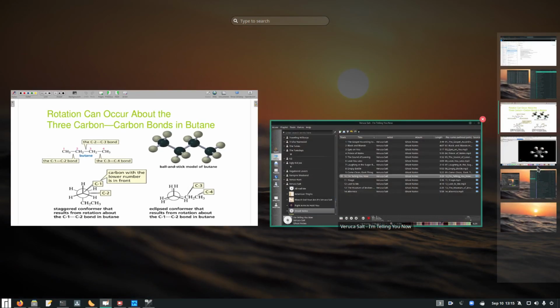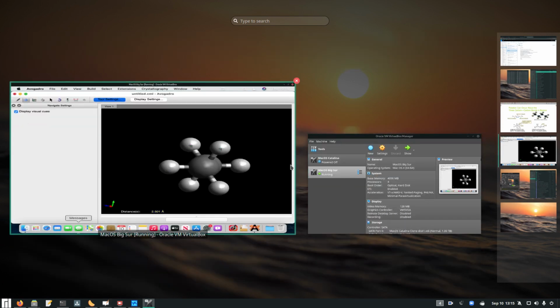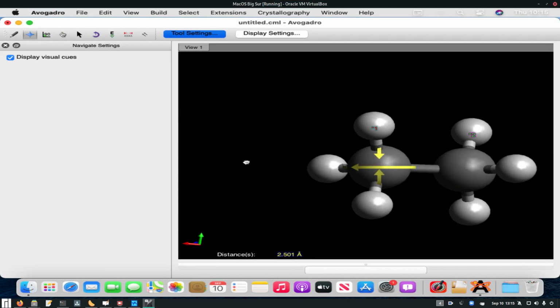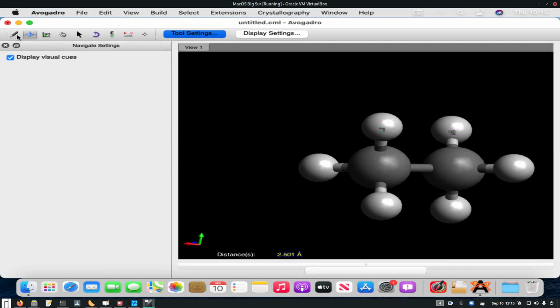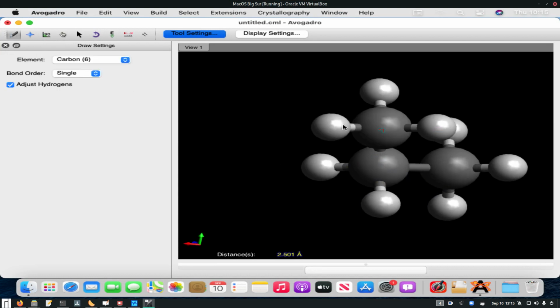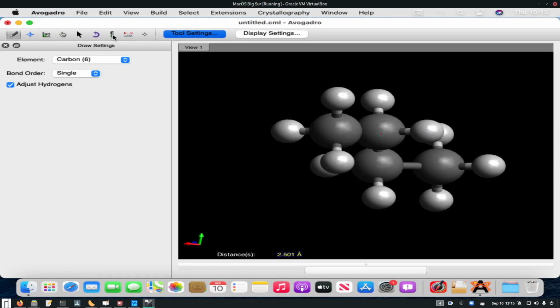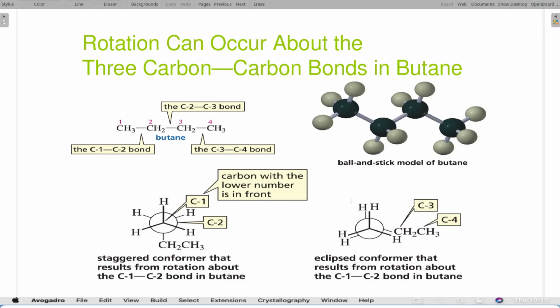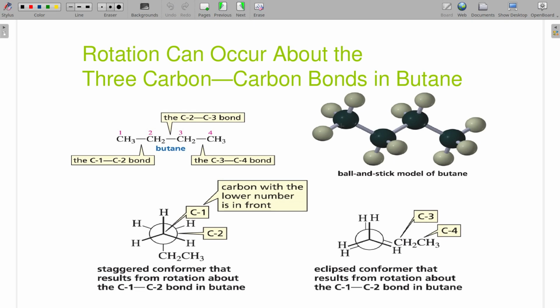So let's go over to Avogadro and make butane so we can see what they're doing on these pictures. I'm just going to go here to my drawing, click here, and just real quick, I'm going to tell this to optimize the structure, because I know Avogadro, even if I don't have it oriented the same, it's definitely the same thing as this, because that zigzag pattern is always the lowest energy.